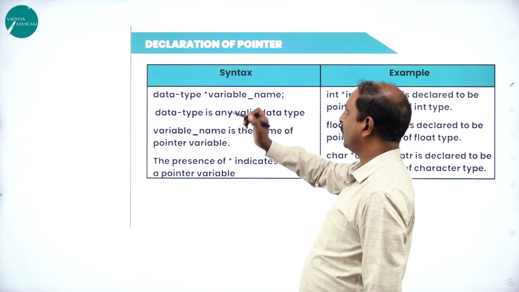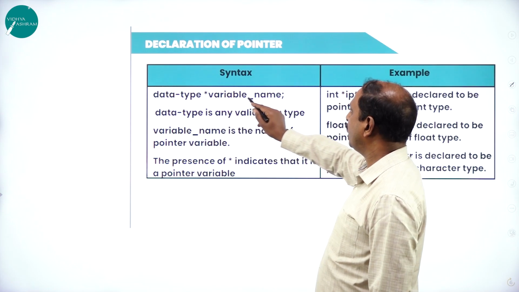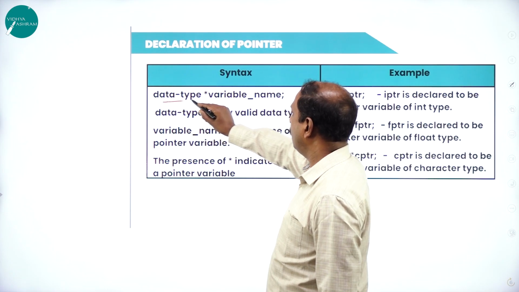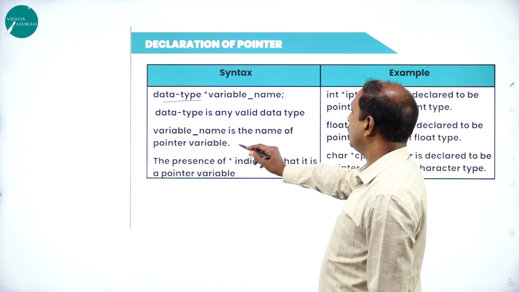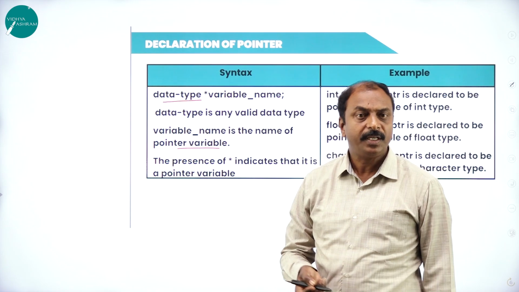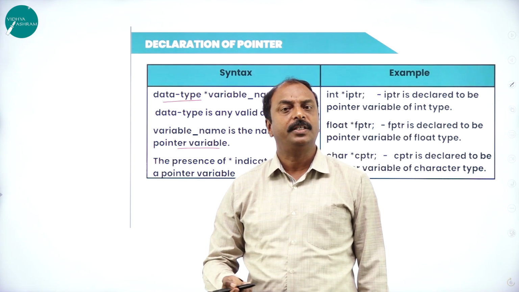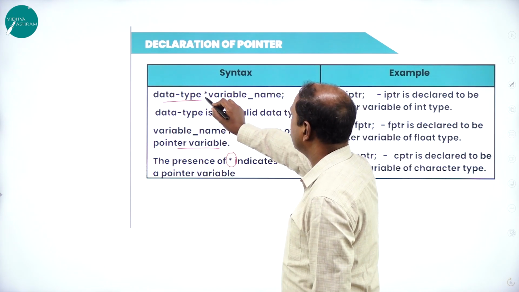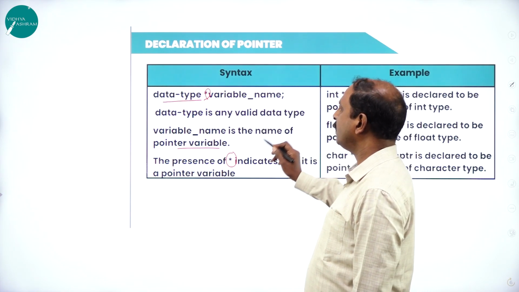Now look at the syntax. Syntax is data type, space, star and variable name. Here the data type is any valid data type and the variable name is an identifier that refers to a pointer variable, meaning it stores the address of another variable. The presence of the star indicates that it is a pointer variable.